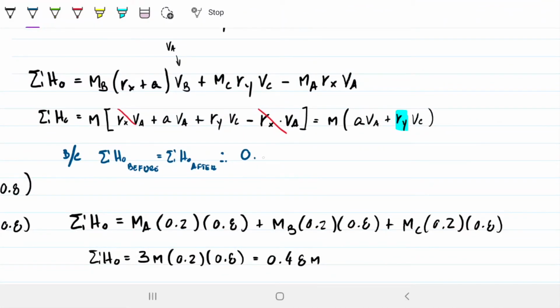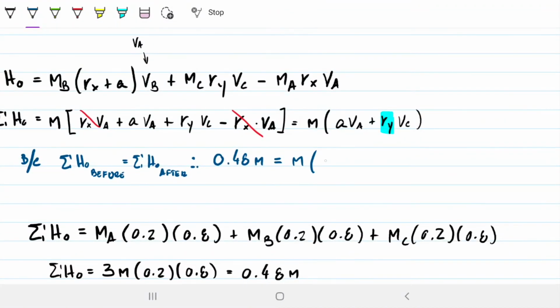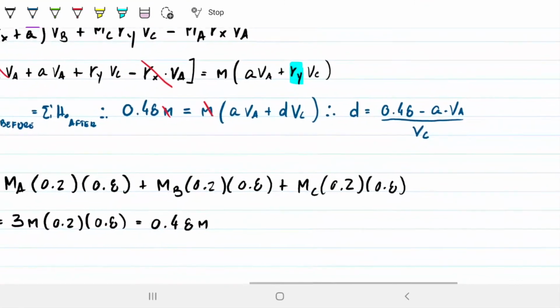What we're saying is that 0.48 times the mass of this whole thing, which is the angular momentum before the ring dissolves, has to be equal to the mass times A VA plus Ry, or D, whatever you want to call it, D I guess, because that's the unknown I'm trying to solve, VC. The masses are the same, so as long as they're not 0, we can divide by the mass. All good. So this means that the D I'm looking for is 0.48 minus A times velocity A, divided by velocity C. Cool.